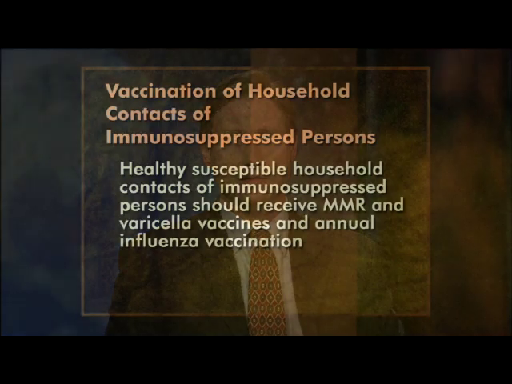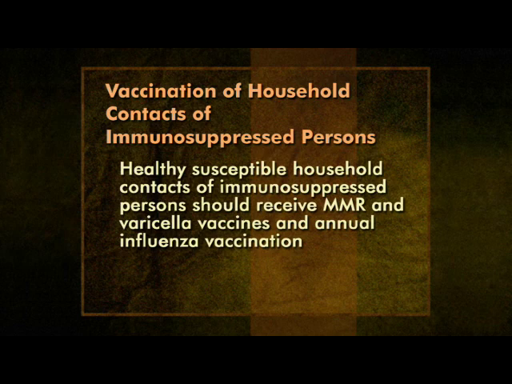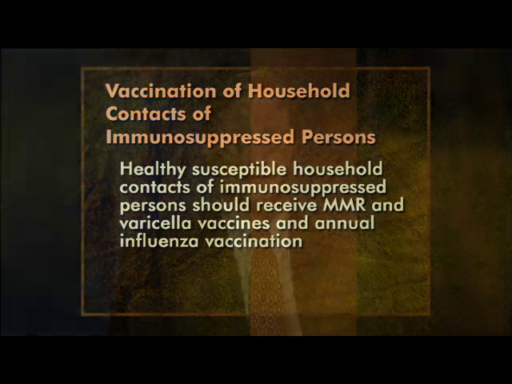An extremely important adjunct to prevention of vaccine-preventable diseases in hematopoietic cell transplant recipients, as well as other immunosuppressed persons, is to assure that family members, household contacts, and healthcare personnel are immune. Healthy, susceptible household contacts of immunosuppressed persons should receive MMR and varicella vaccines, as well as annual influenza vaccination. If you do not vaccinate the healthy person, they remain susceptible and may be infected with the wild virus, particularly varicella. A person with the disease presents a real threat to an immunosuppressed household contact.